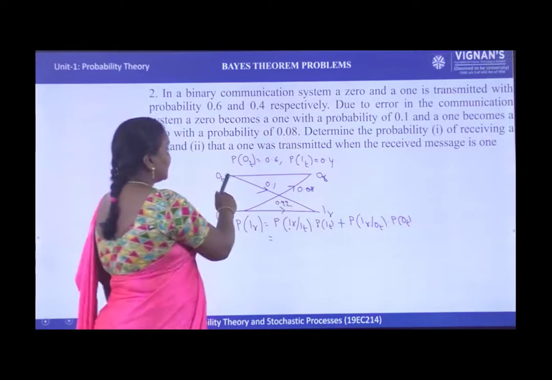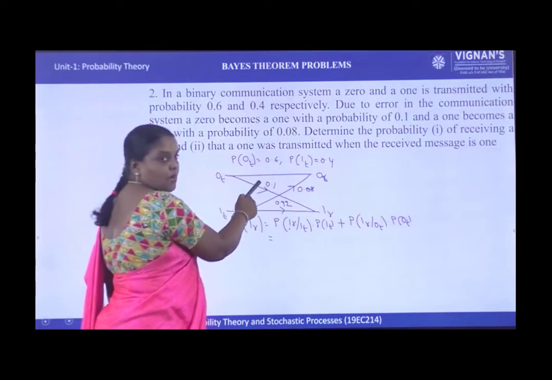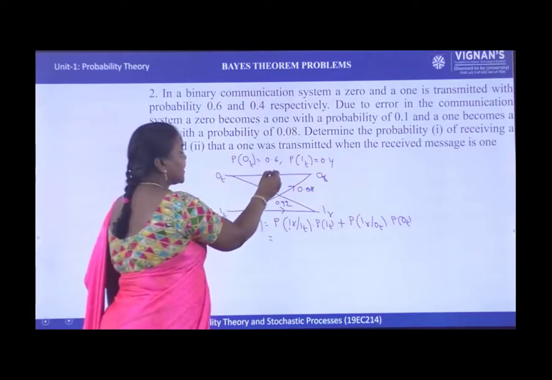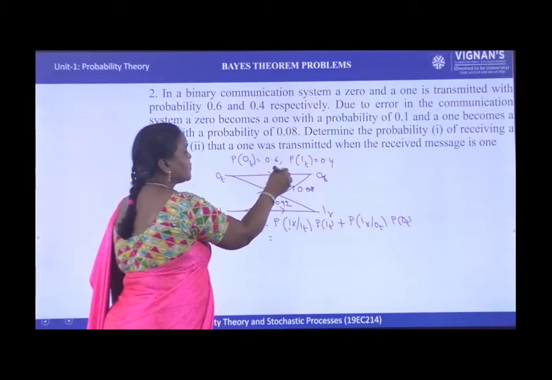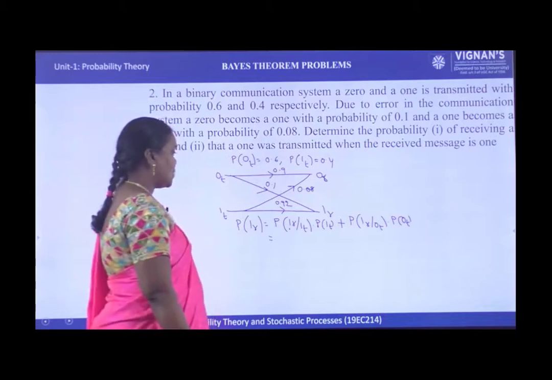And next, when 0 is transmitted, wrongly it is received as 1 with a probability of 0.1, which means correctly it will be received 90% of the time, that is 0.9, 1 minus 0.1. Okay.